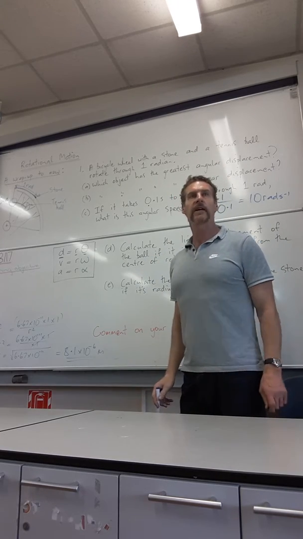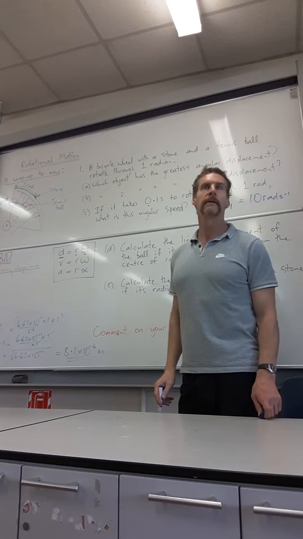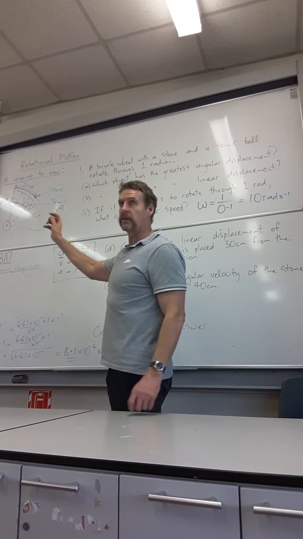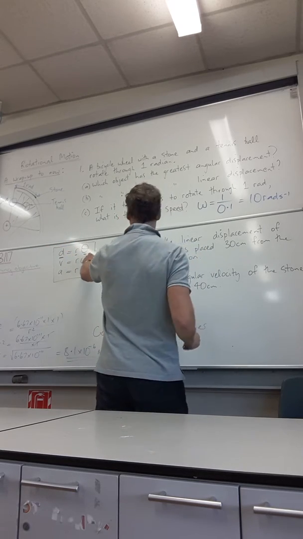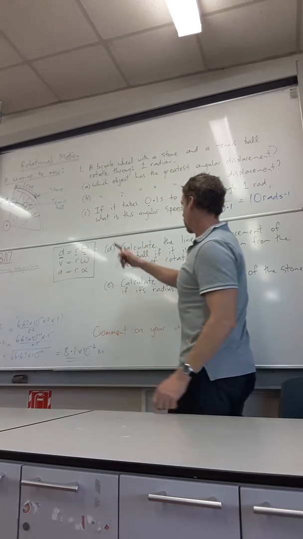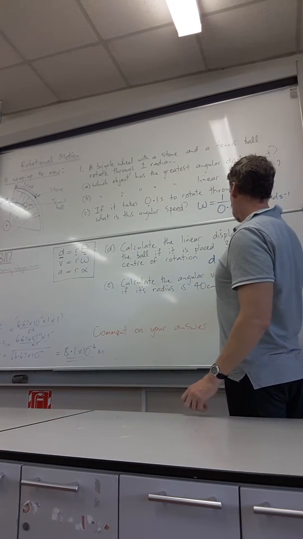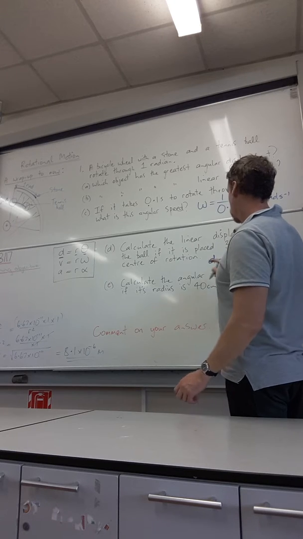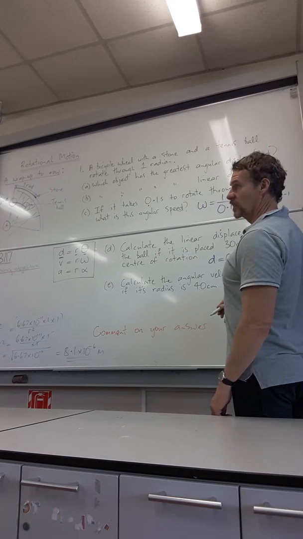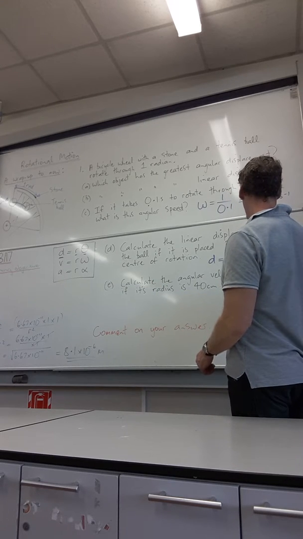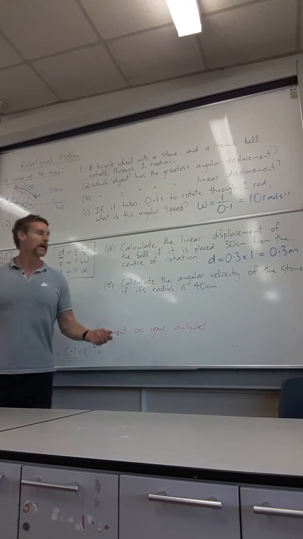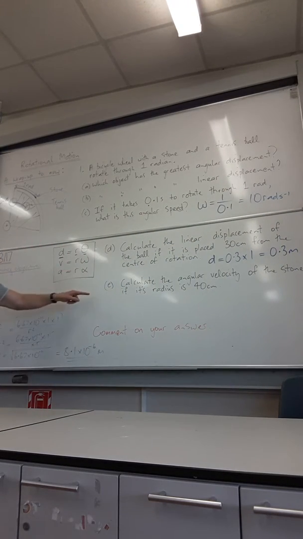So, to calculate the linear displacement of the ball if it is placed 30 centimetres from the centre, do I know what the angular displacement of the ball is? 1 radian. I do know what it is. Both those objects have rotated through 1 radian. So if I want to work out the linear displacement, it's r. What did I say r is? 30 centimetres. Needs to be in metres, 0.3, times theta. What's theta? 1. So the distance is, and this is a pretty simple calculation, 0.3 metres. Right? Just to check, you can use these formulae here.